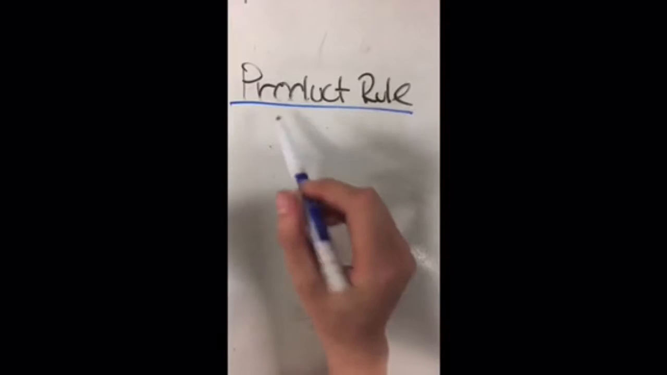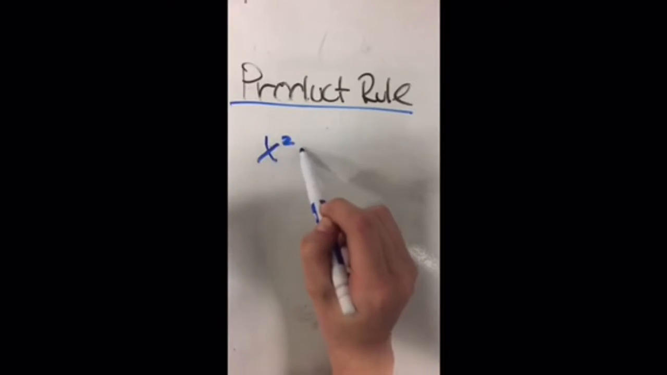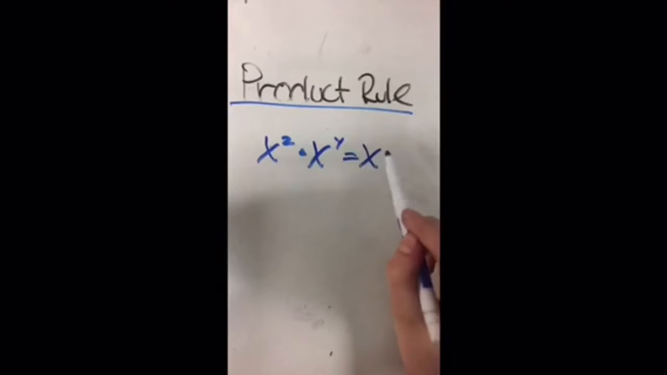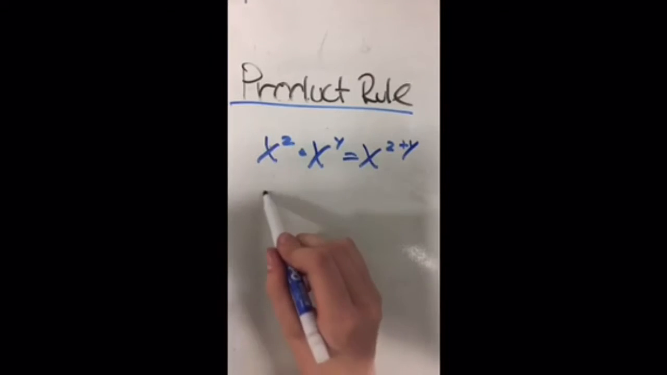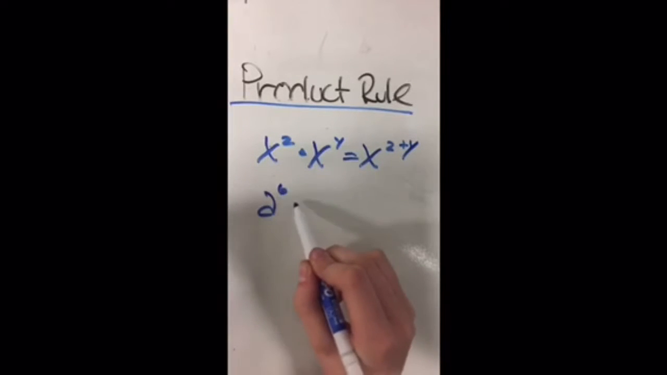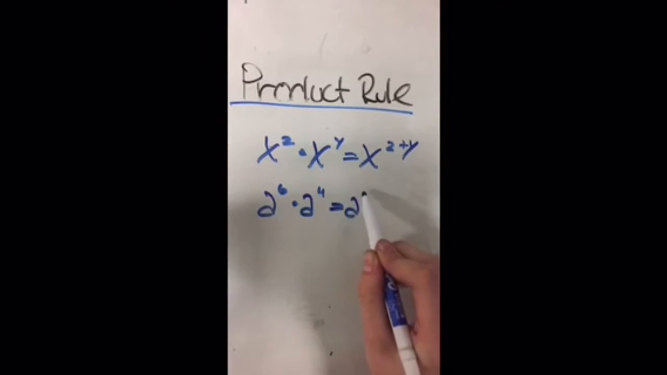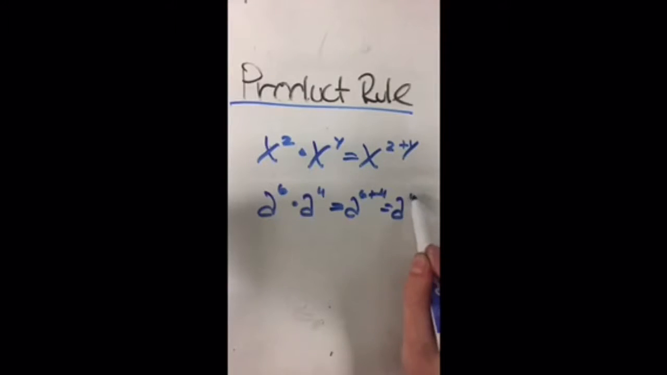Next is the product rule. The product rule is when you multiply two exponents with the same base. All you have to do is add the powers. For example, a raised to the power 6 into a raised to the power 4 is equal to a raised to the power 6 plus 4, which is equal to a raised to the power 10.